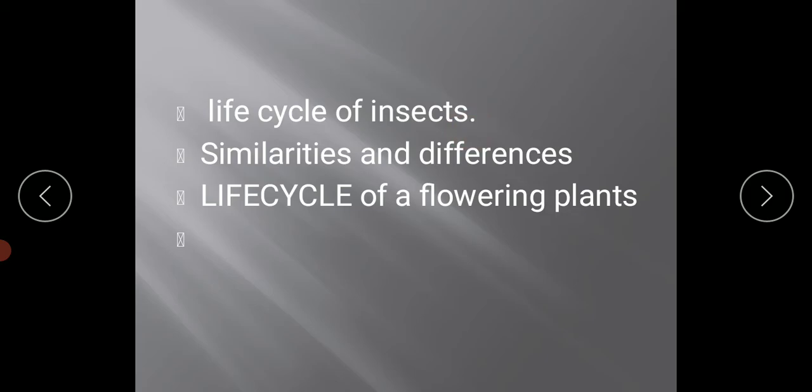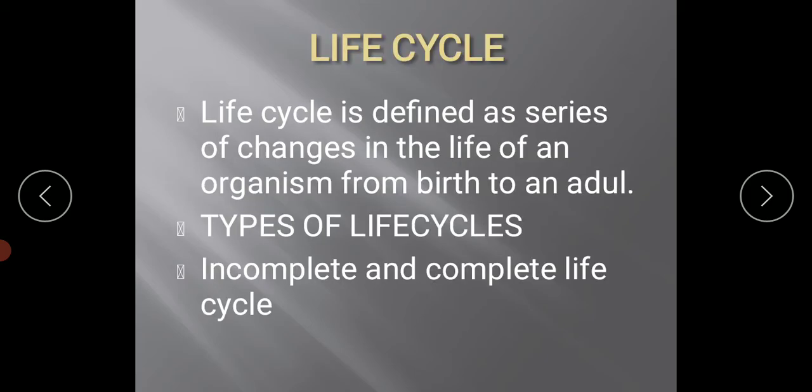There are also two types of life cycles in insects. We have studied the similarities and differences between living things, how much they are the same as their parents and how much they are different from their parents, and we also discussed the life cycle of flowering and non-flowering plants. So the life cycle is defined as a series of changes in the life of an organism from birth to an adult or to their death.